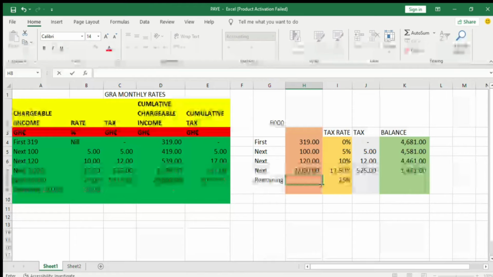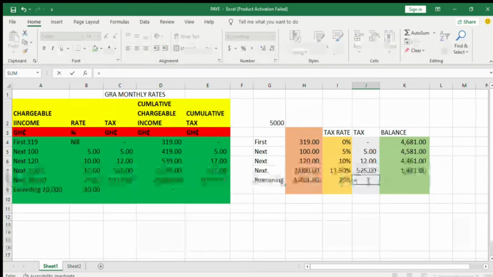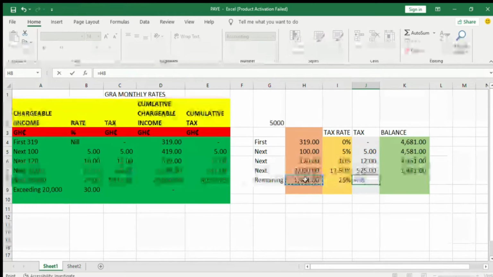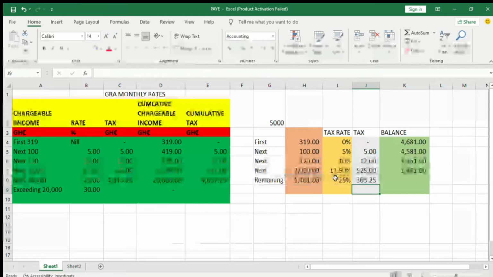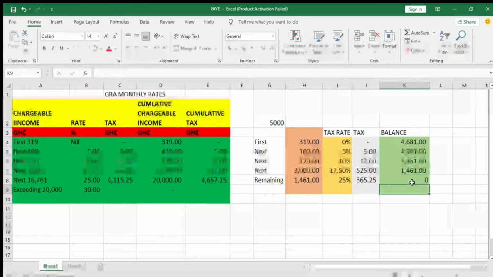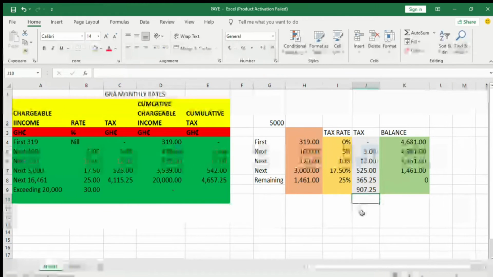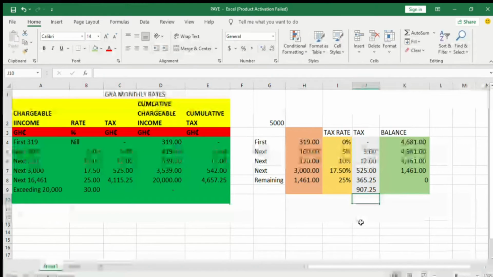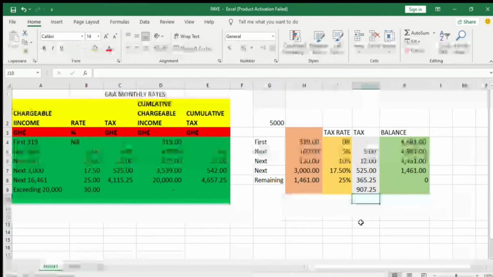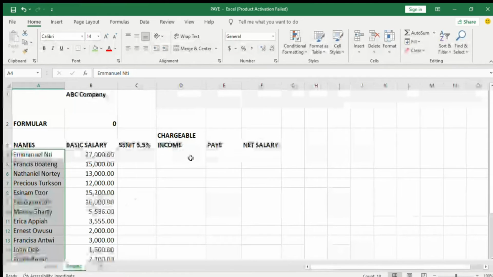So let me just link this out. Okay, so the remaining, that will be 1461 times 25%, and we get 365.25. So the balance, our money is finished. This is zero. It becomes zero, then enter zero here. Okay, so the total tax for 5,000 Ghana cedis is 907.25.